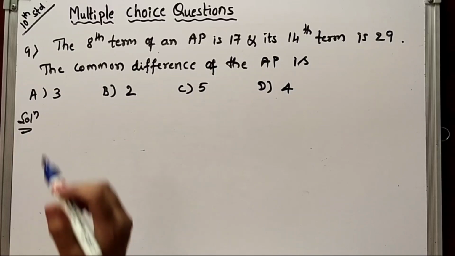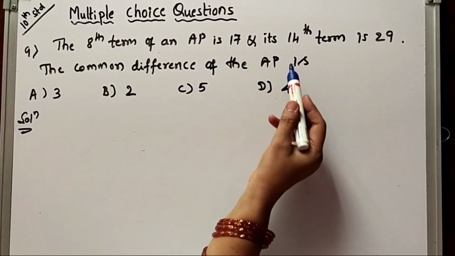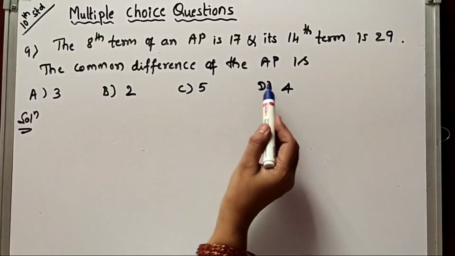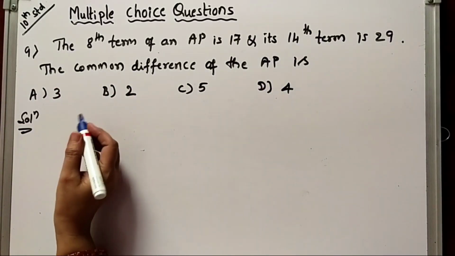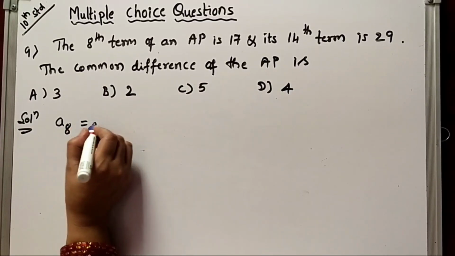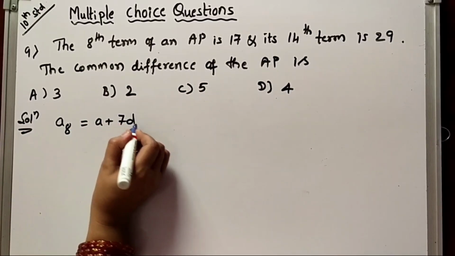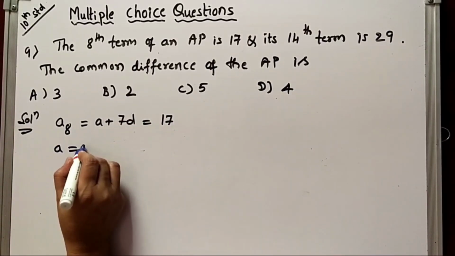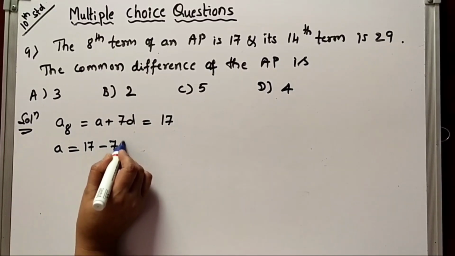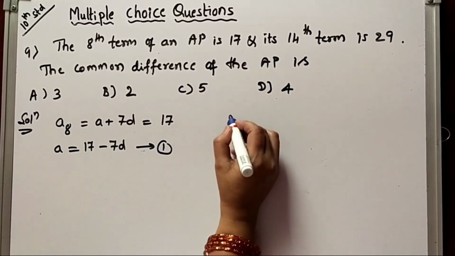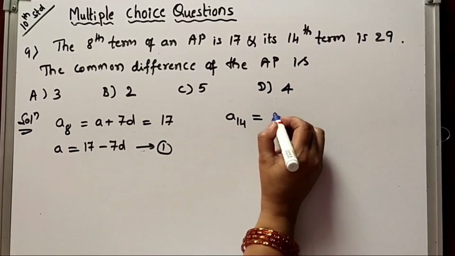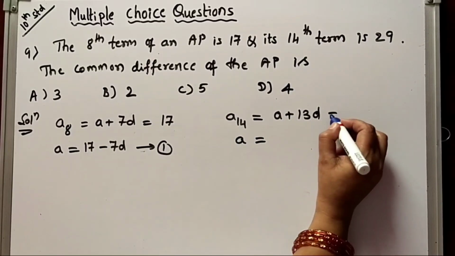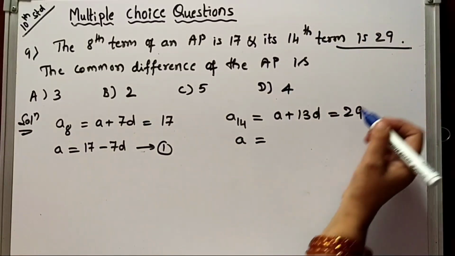Question number 9. The 8th term of an AP is 17 and its 14th term is 29. The common difference of the AP is... 8th term means A8 is equal to A plus 7D, that is equal to 17. So here A is equal to 17 minus 7D, equation number 1. Now the 14th term, A14 is equal to A plus 13D, that is equal to 29. It is given in the question itself.